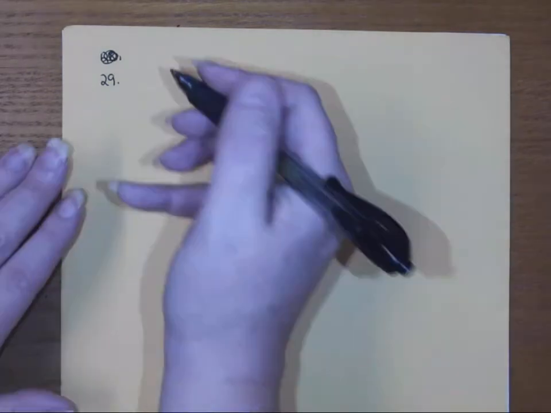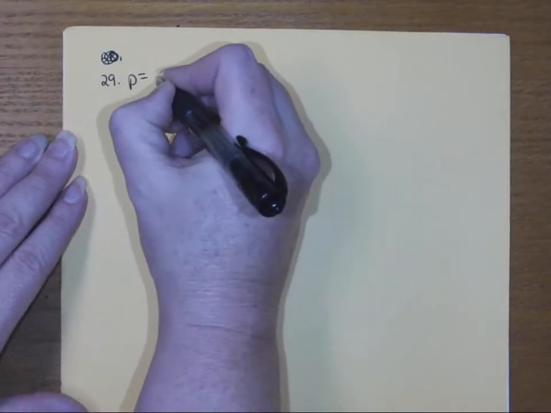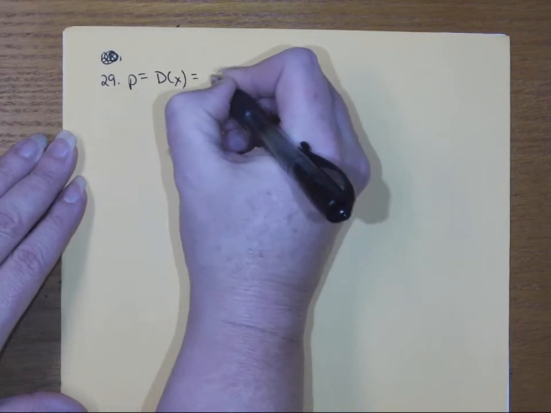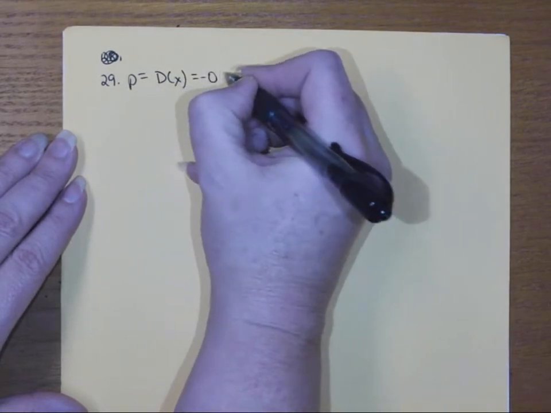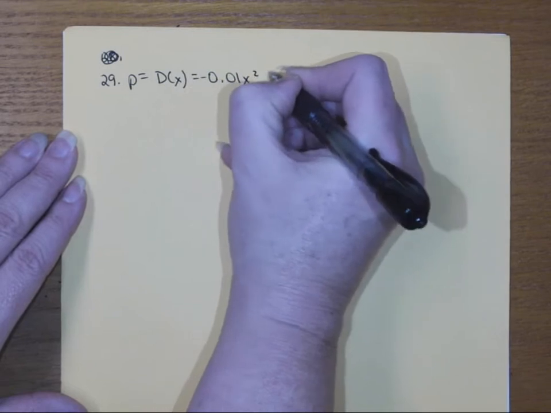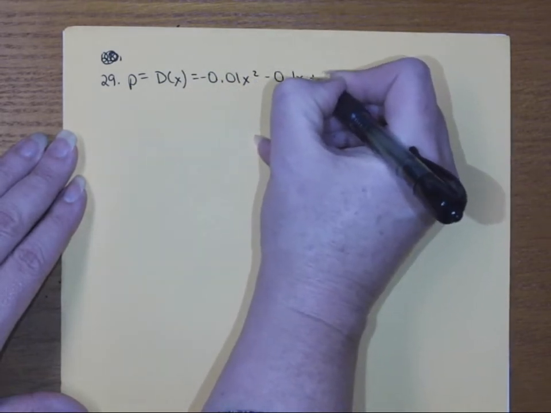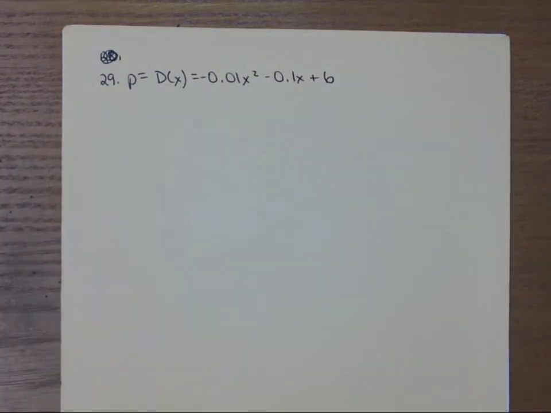All right, so the demand function is d of x equals negative 0.01x squared minus 0.1x plus 6. Okay, I promise you, you will have to do something like this on the test, so you need to really make sure you pay attention to this one.